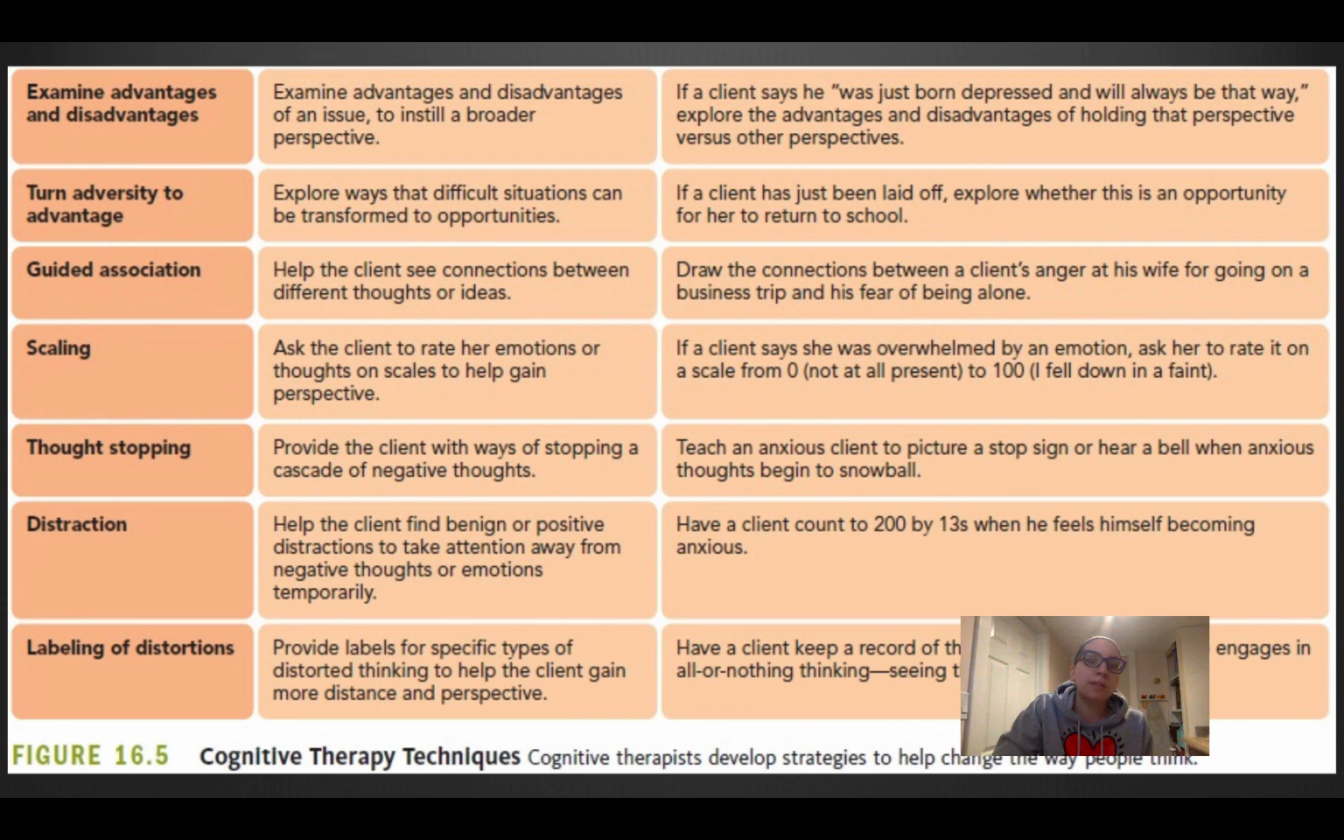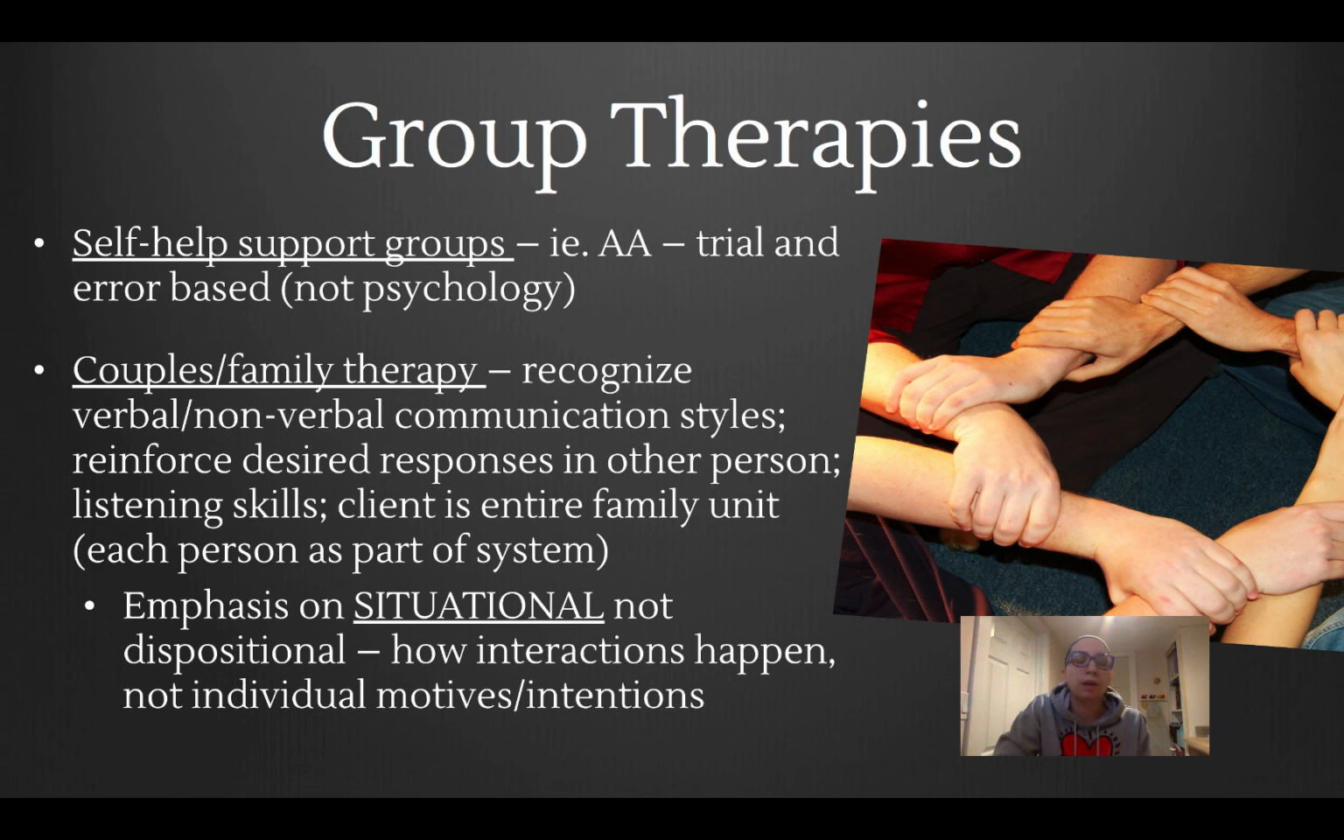Another example is distraction. So helping a client find ways to divert their attention away from their negative thoughts or their negative emotions. And you could do this by having somebody count to 200 by 13s when they feel like they're becoming anxious. So here's some other examples. Just simply learning how to label distortions or be aware when you're having a cognitive distortion. And again, this is kind of a review of what we were talking about a little bit earlier in the year, which is also known as cognitive restructuring or a restructuring of thoughts.